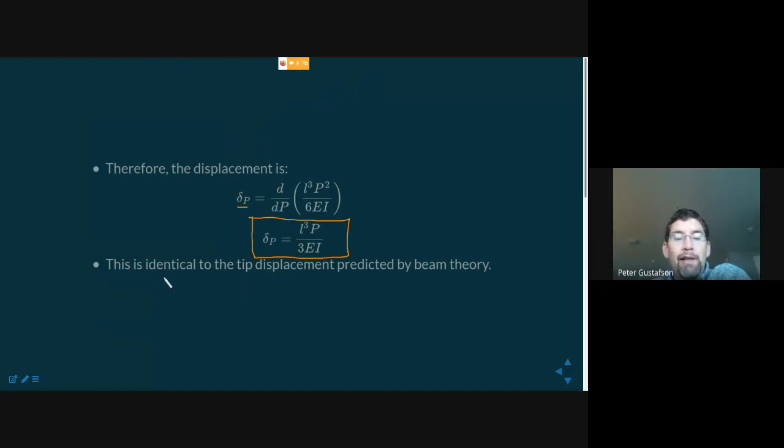And oh, by the way, as you might have guessed, this is identical to the tip displacement that was predicted by beam theory. I think when we talked about beam theory, I said memorize this equation, it's going to come up again. Here it's come up again. We recover that exact solution that would have been predicted by beam theory, and we did it using instead Castigliano's method.